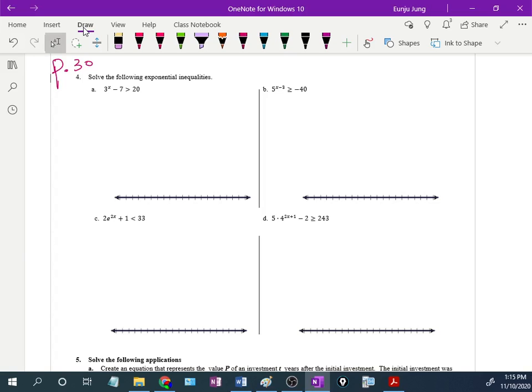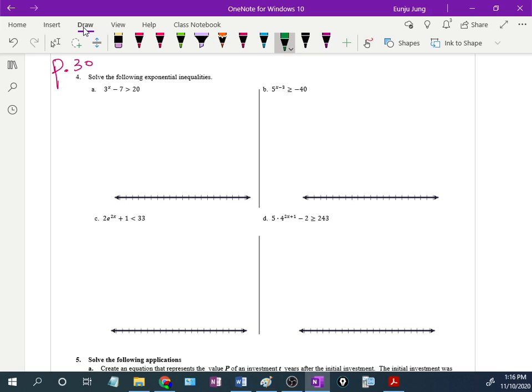Alright, let's solve exponential inequalities. Okay, so we have a number line. We will visualize the solution set, and then we will write the solutions. Let's do all the questions briefly.